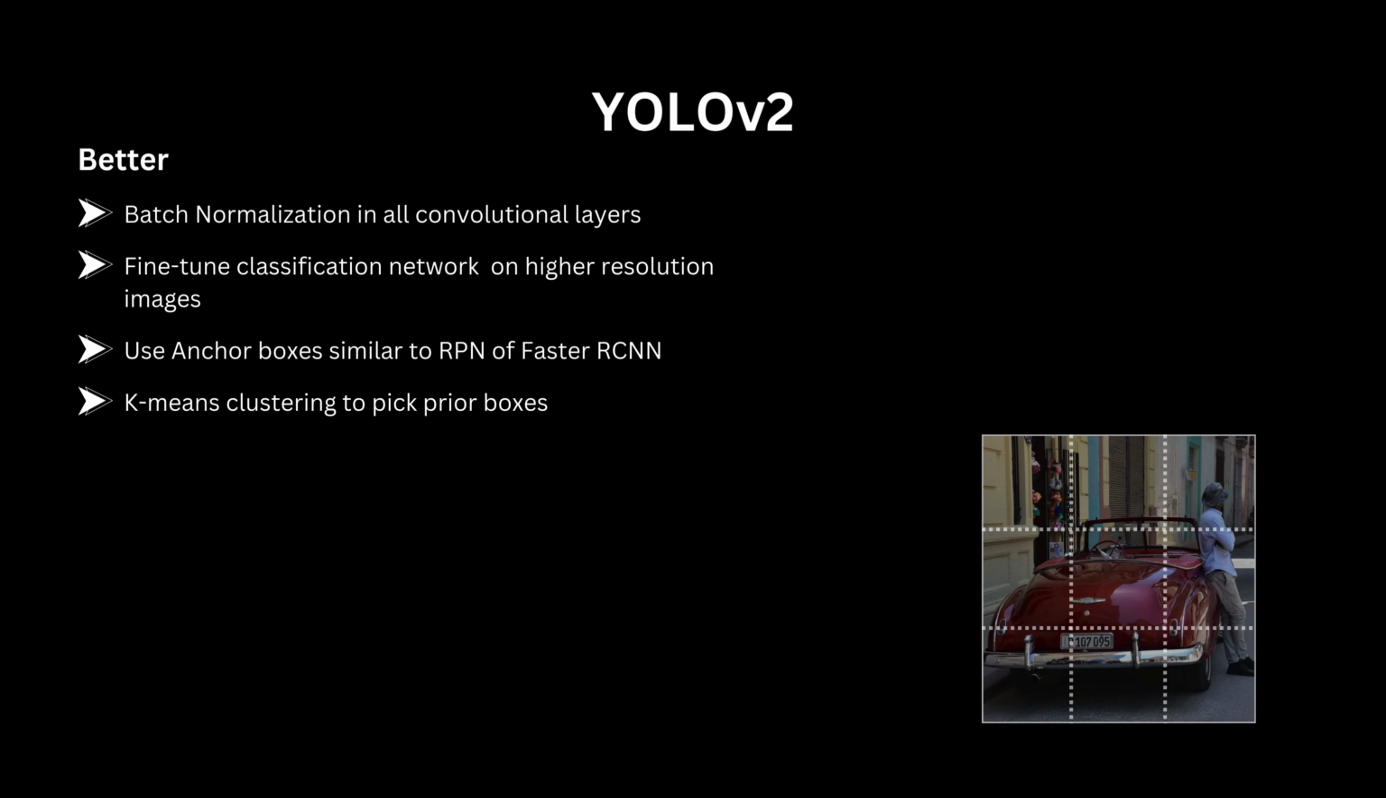And during training, given a ground truth box, we find the grid cell assigned to that box. This part is same as YOLOv1. But now out of all the prior boxes, we pick the one that has highest IOU with the ground truth. That becomes the responsible box. And YOLOv2 is trained to generate transformation parameters that transform this responsible prior box to the target ground truth.